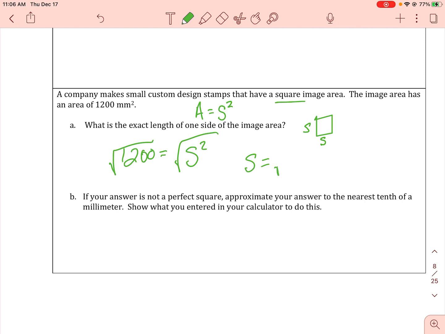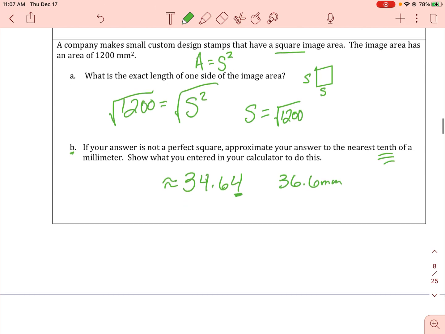What is the exact length of one side? Well, if we are going to give the exact length, we have to leave it like this, because if you plug that into your calculator, you get a really long decimal that goes on forever. Now, B says if your answer is not a perfect square, which it's not because we got a decimal, we need to round to the nearest tenth. If it's a perfect square, you do not get a decimal. So I get approximately 34.64. We look at the hundredths digit, that is below 5, so we stay at 34.6 millimeters, which is the length of one side.